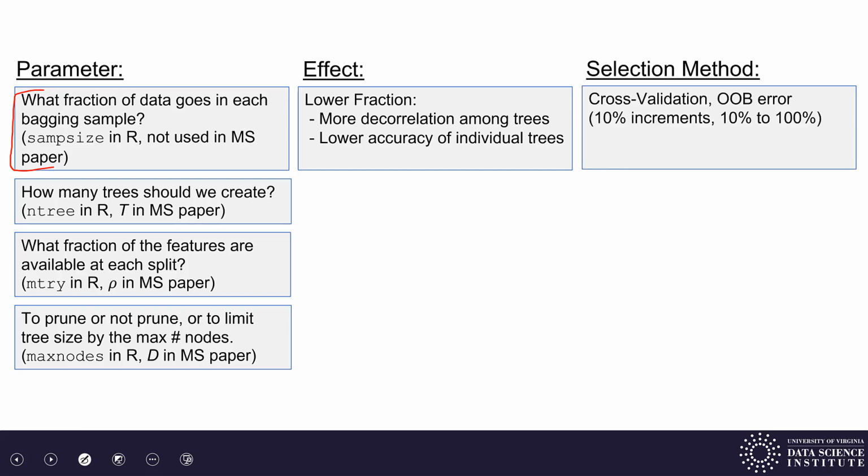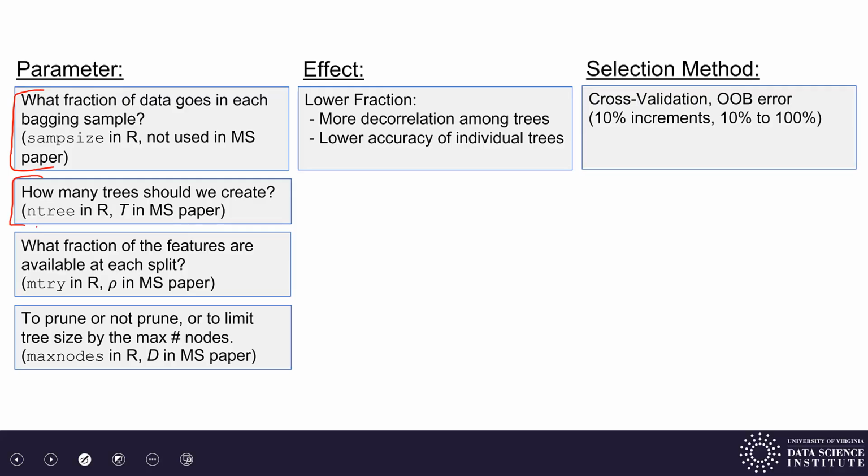So how do we select that bagging sample size? Usually cross-validation, or something called out-of-bag error, where when each tree is created, we take the data samples that were not used in creating that tree, and we run those data samples through all the other trees, and then we average the results. That gives us an estimate that's very close to cross-validation when you have a lot of data and a lot of trees. I would do this in 10% increments, going from 10% to 100%, but you could be more or less exhaustive on that search.